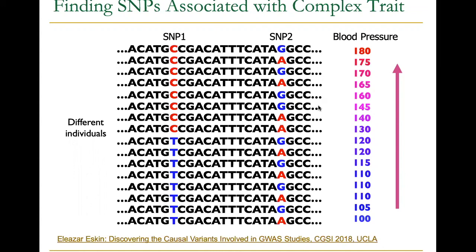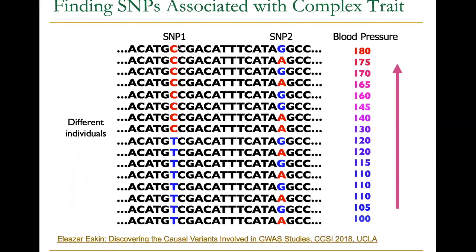What do you think now? That would be SNP1, no? Yes, excellent, thank you. So if you look at SNP2, for example, you have A at 100 and then A at 110 and A even at 175. So it's really random, doesn't make any sense. There is no correlation. But if you look at SNP1, we got a very nice correlation here.